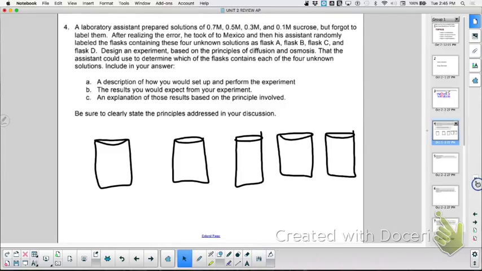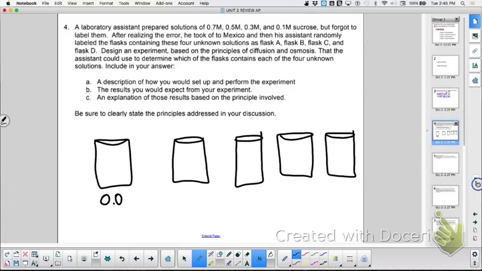1, 2, 3, 4. What do you think? Yes? With the four flasks, a control that's distilled water, and then fill your dialysis tubing with distilled water, and then... Okay, so there you've given me one. So 0.0, where are you going to put that 0.0 molarity? Where are you going to put the distilled water? In the beaker. In all of them have water in the beaker?